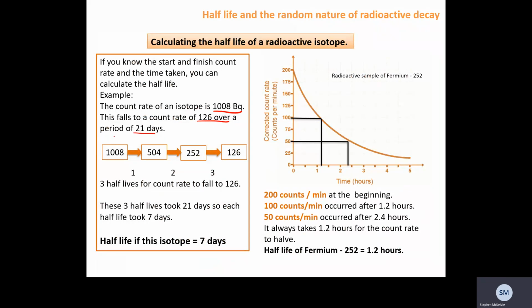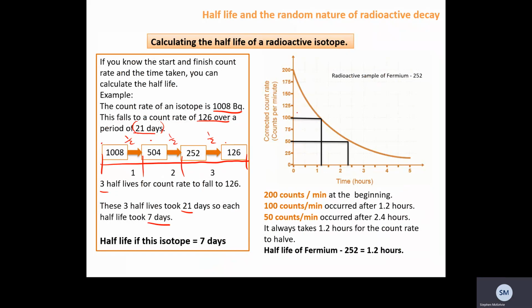So we start with 1008. We half that to get 504, half that to get 252, half it again to get 126. There are 3 half-lives between the time of the first count and the last count. If there's 21 days of time from here to here, then we just have to divide that 21 days into 3 chunks. So 3 half-lives took 21 days, the half-life is 7 days.